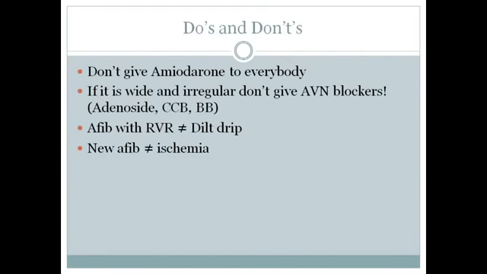Amiodarone is bad. Okay, remember that? Know the side effects. Please do. If it's wide and irregular, don't give AV nodal blockers. Think that can be WPW. And no adenosine, no calcium channel blockers, no beta blockers. Amiodarone is good there, although not for chronic.